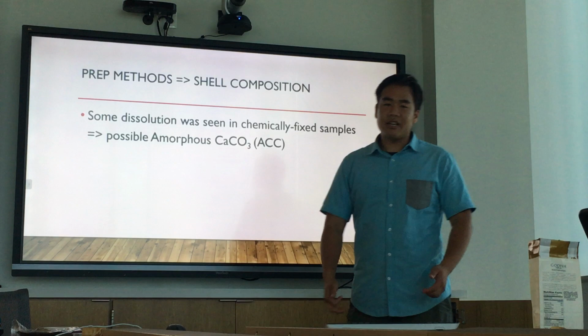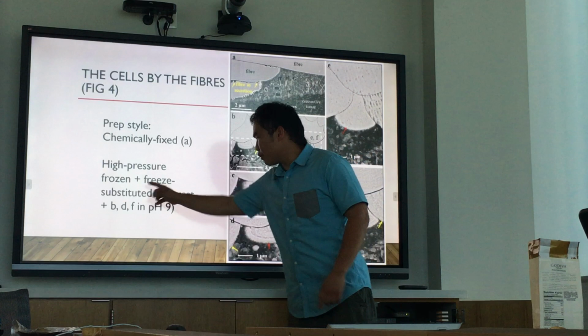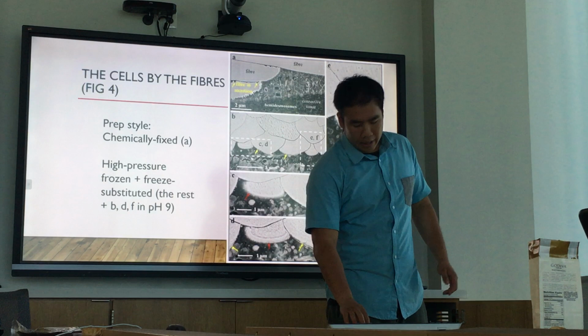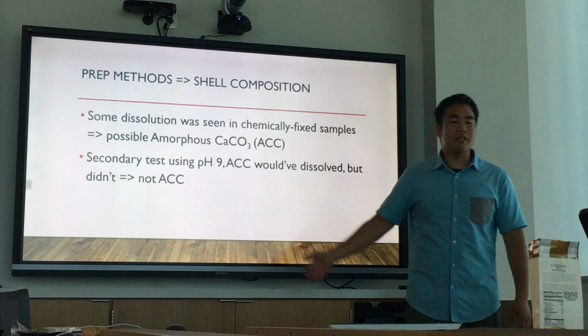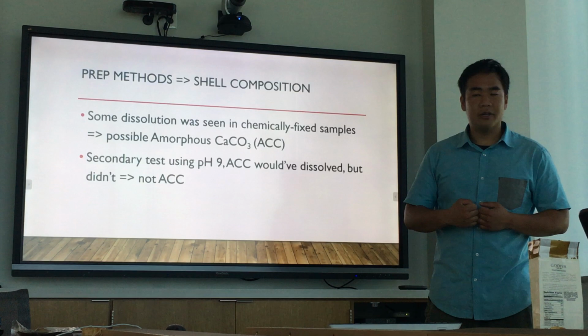So when they did the high-pressure frozen ones, 3 of the 5 were done at pH 9, a basic solution. And the thing about amorphous calcium carbonate is it dissolves at pH 9. So since they did not dissolve in the other samples, they concluded that it was not amorphous calcium carbonate. Okay, so I guess it's the regular calcium carbonate.